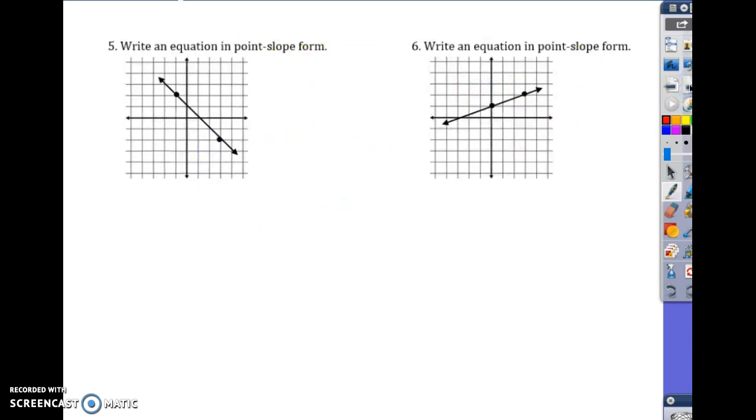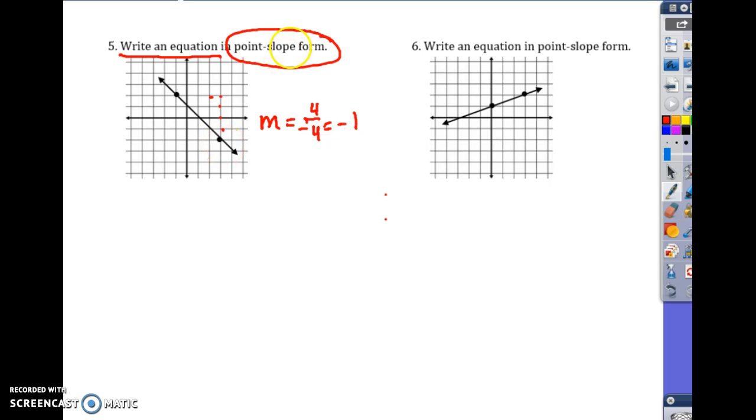Okay, moving on to number 5, we're going to write an equation in point-slope form. I'm still going to need to figure out my slope. To figure out my slope, I'm just going to do rise over run. I'm going to use the 2 points that they identified: 1, 2, 3, 4, so it's 4, and then to the left, 1, 2, 3, 4. So 4 over negative 4, which gives me a -1 slope.